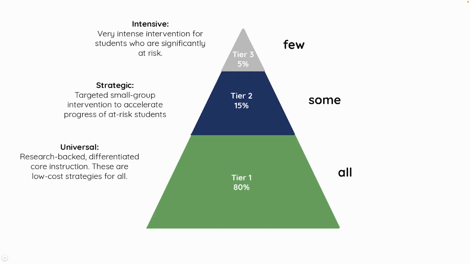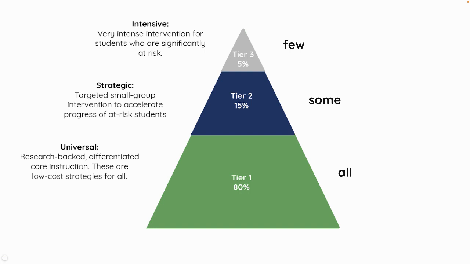A few students will need Tier 3 instruction in addition to their core instruction. This is very intensive intervention for students who are significantly at risk. Think daily intervention in either very small groups or individually. The goal of this instruction is to close the gap as quickly as possible.